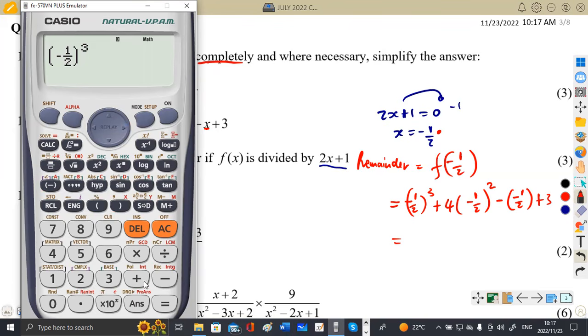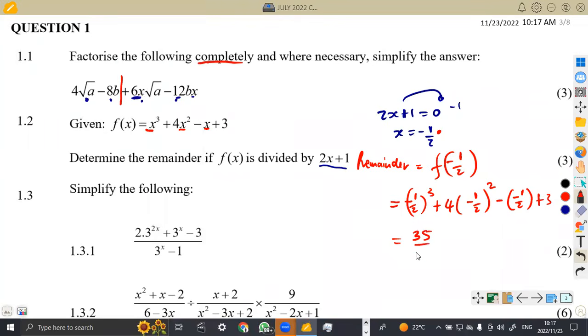And now from this part, we've got plus 4 into negative half to the exponent of 2. So that's negative half, everything that we have to the exponent of 2, minus a bracket. We've got a half in this case, negative half, plus 3. So this is the given expression that we have, which is going to give us 35 over 8.